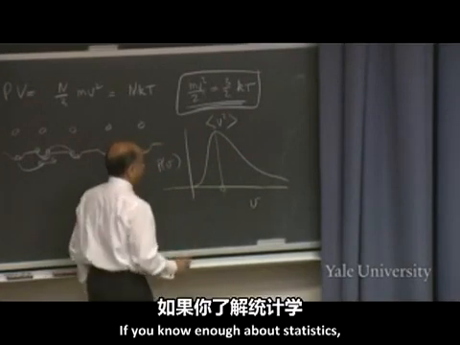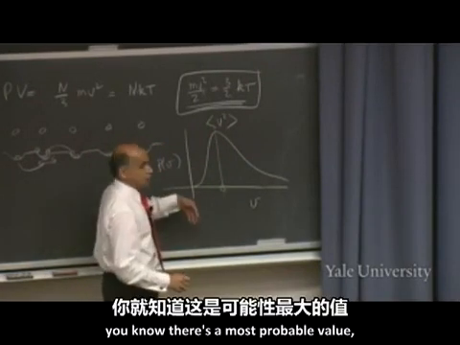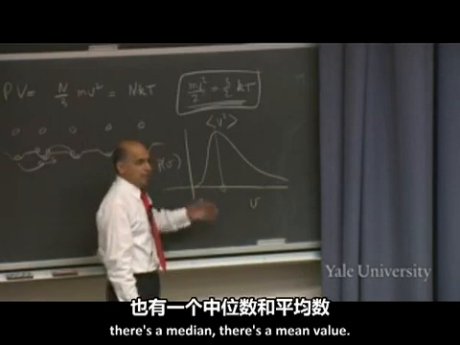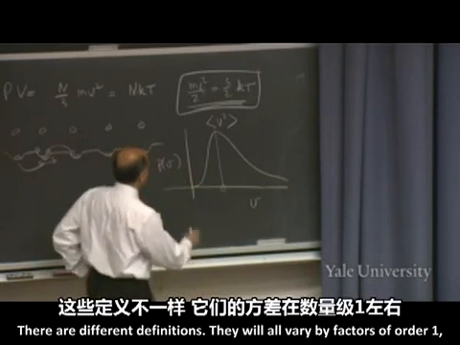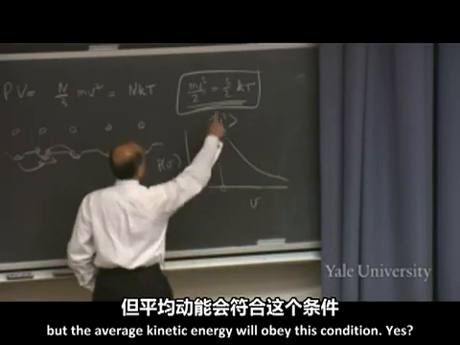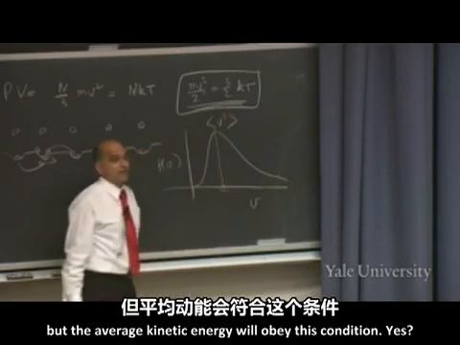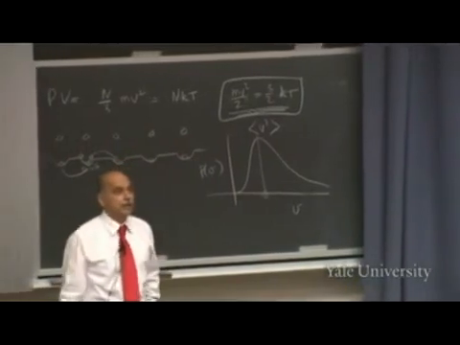So if you know enough about statistics, you know there's a most probable value, there's a median, there's a mean value. There are different definitions. They will all vary by factors of order 1, but the average kinetic energy will obey this condition. Yes? Is that a regular Gaussian curve?